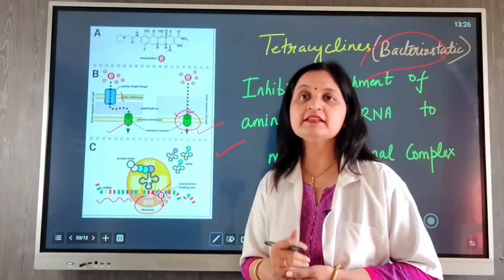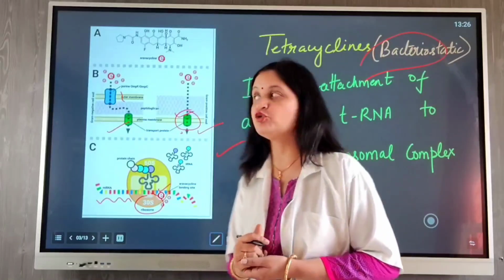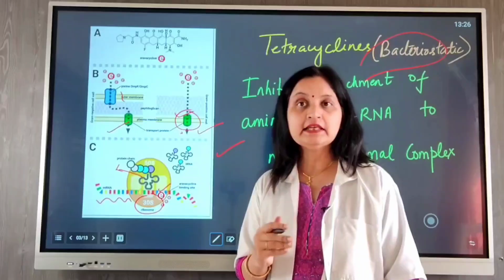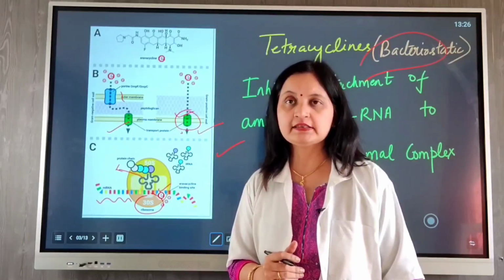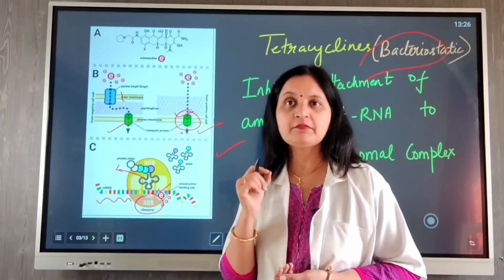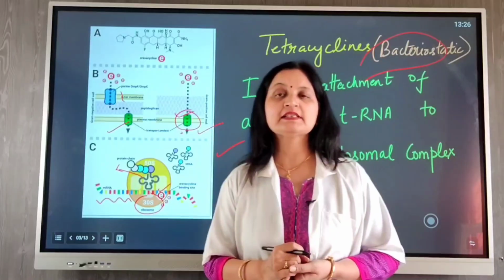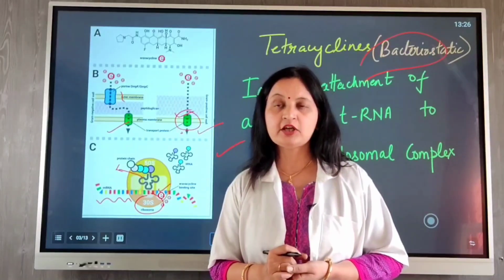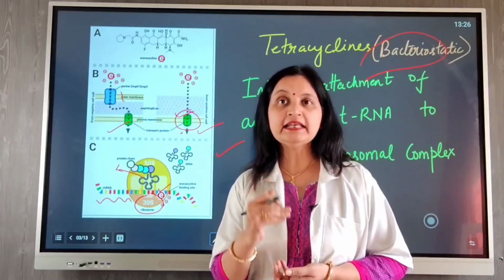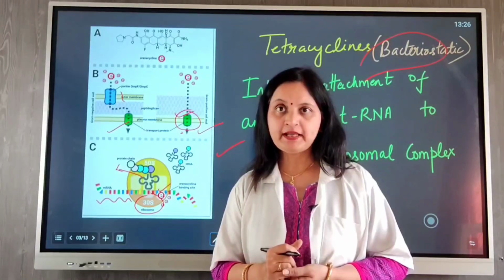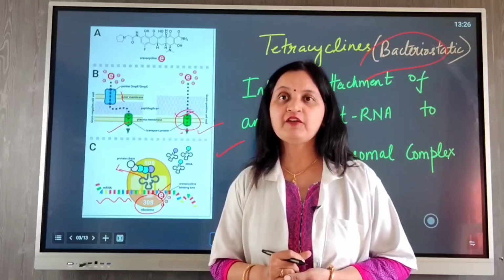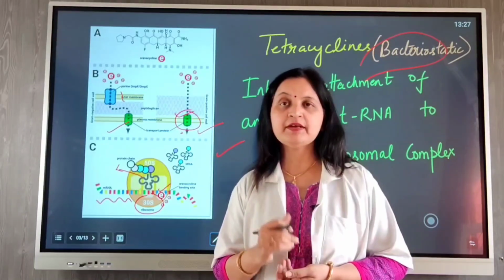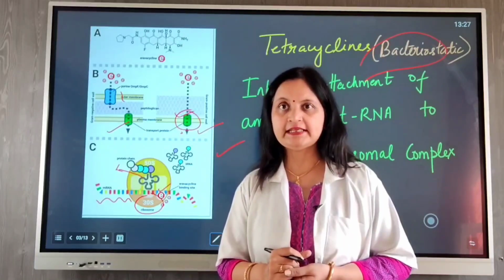this prevents the further addition of amino acids to the peptide chain. So the peptide chain fails to grow and this causes termination of protein synthesis. So tetracyclines, by binding to the 30S ribosomal subunit, inhibit the attachment of amino acid transfer RNA complex to the ribosome, thus inhibiting the growth of the peptide chain, preventing the addition of further amino acids, and this causes termination of protein synthesis and inhibits the growth and multiplication of bacteria.